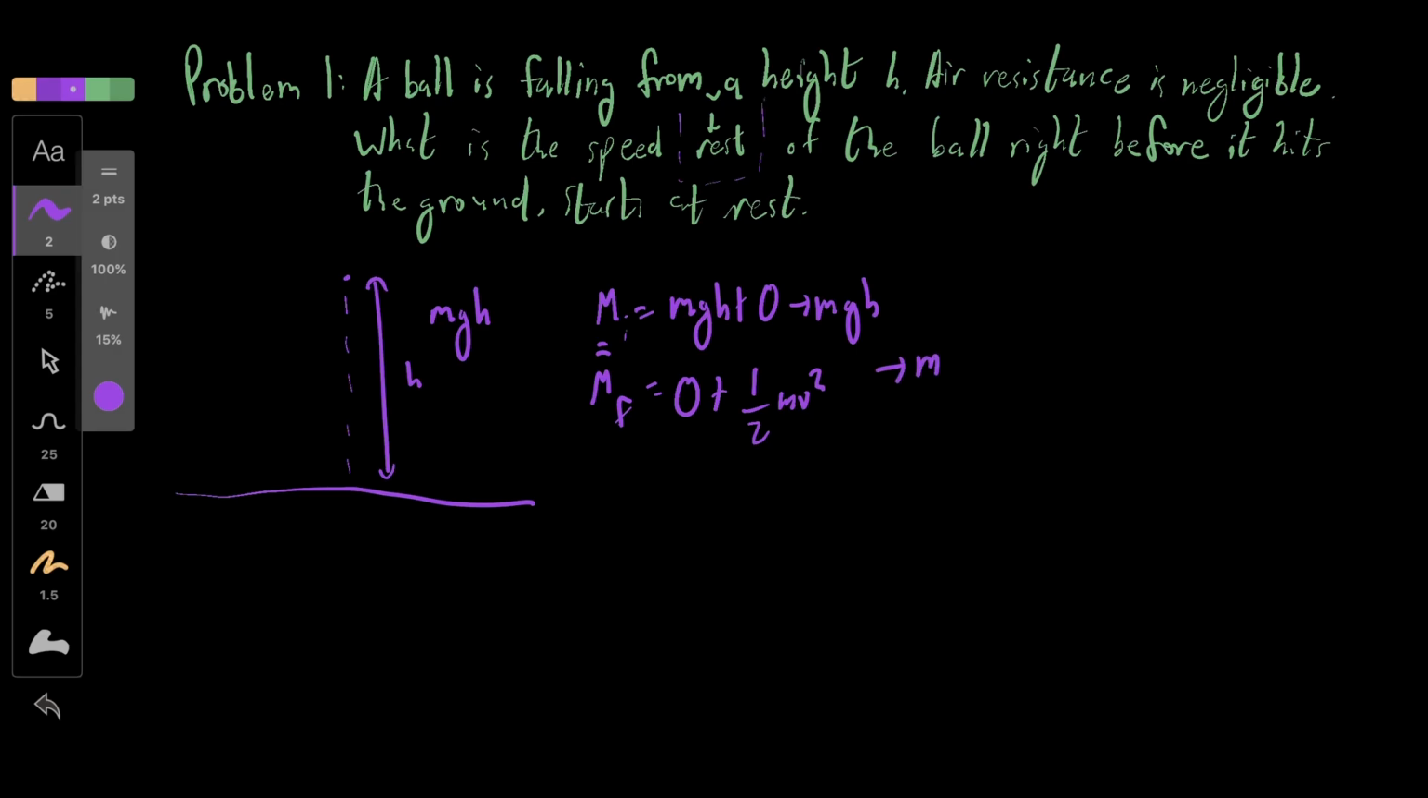So, mgh is equal to 1/2 mv squared. Now solving for this gives us v squared is equal to, canceling out the m's and multiplying by 2, 2gh, and taking the square root of that gives us v equals the square root of 2gh. And look at how simple that was.